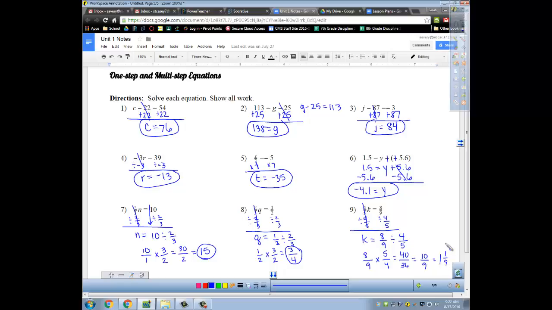So I will accept either answer, but in algebra it's actually better to have an improper fraction rather than a mixed number. But again, I will accept either one. Okay, moving on to the next page.